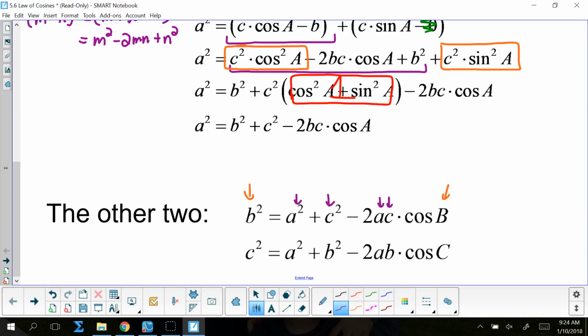And it's always plus minus the 3 terms. Okay? Now, when we're dealing with law of sines, law of cosines, we have a couple of rules that we need to follow. Okay?